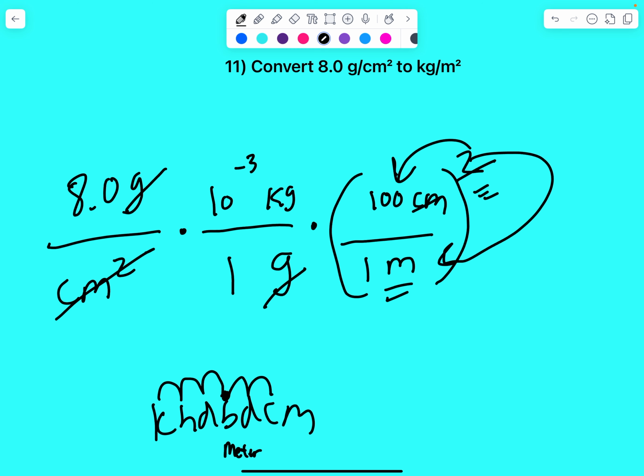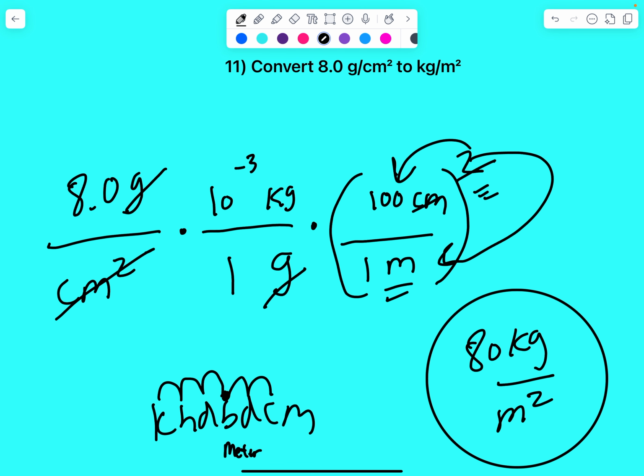So I want you guys to practice plugging this into your calculator. You can pause here and see what you get. I'll give you guys a second to see. Very good. So when you plug this into your calculator, you're going to get 80 kilograms for every meter squared. This would be your final answer. And if you notice, the units work. We have m raised to the second power. We got kilograms. It works.